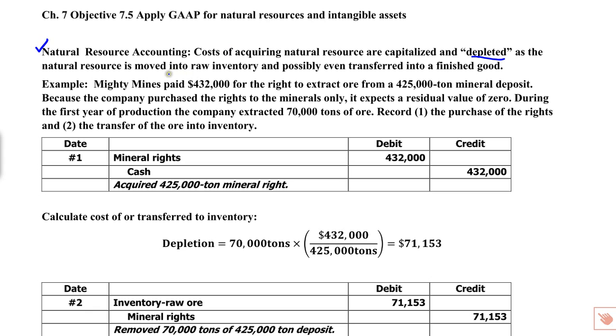But more frequently, this is really going to be an example of where we take one cost out of one asset, and instead of expensing it, we're just transferring it to another asset. That happens frequently, or maybe it happens frequently with other costs, but it's just more readily apparent with natural resources. So in this example, Mighty Mines pays 432,000 to extract ore from a 425,000 ton mineral deposit. An engineer came up with that estimate before the company purchased the rights.